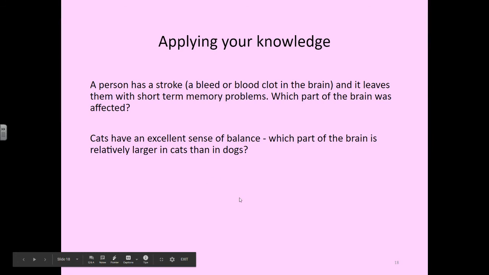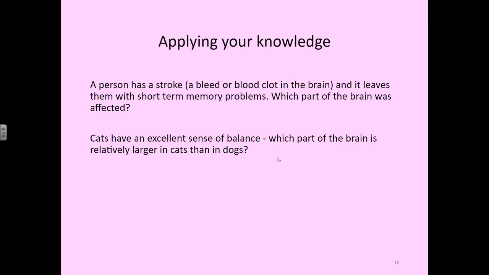So, apply your knowledge. A person has a stroke, which is a bleed or clot in the brain. It leaves them with short-term memory problems. Which part of the brain was likely to be affected? Is it the cerebrum, the cerebellum, or the medulla? Cats have an excellent sense of balance. What part of the brain is better in cats than dogs? So, cerebrum for the top one, and cerebellum for the bottom.